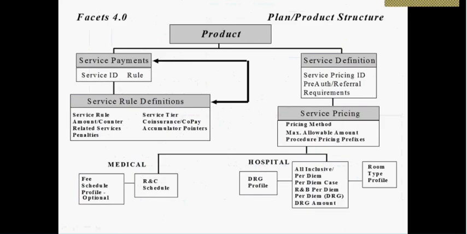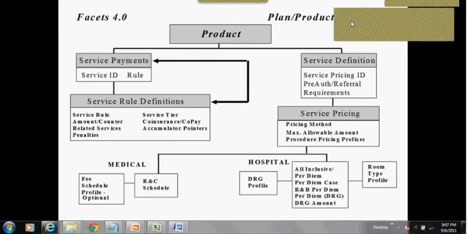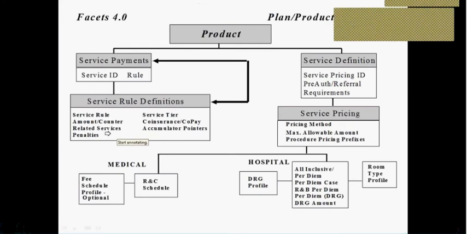So before we talk about the service definition and service pricing, let us see the different rules that comprise the service payments as well as the service definition. The service rules such as your amount, your related services, the penalties, the co-insurance, accumulator pointers, these are the different definitions that are used when you are defining the service payments. Similarly, the pricing part of it, there's a pricing method, there's an allowable amount, there are the pricing prefixes. This is the information of the rules that govern the service definition part of the program.